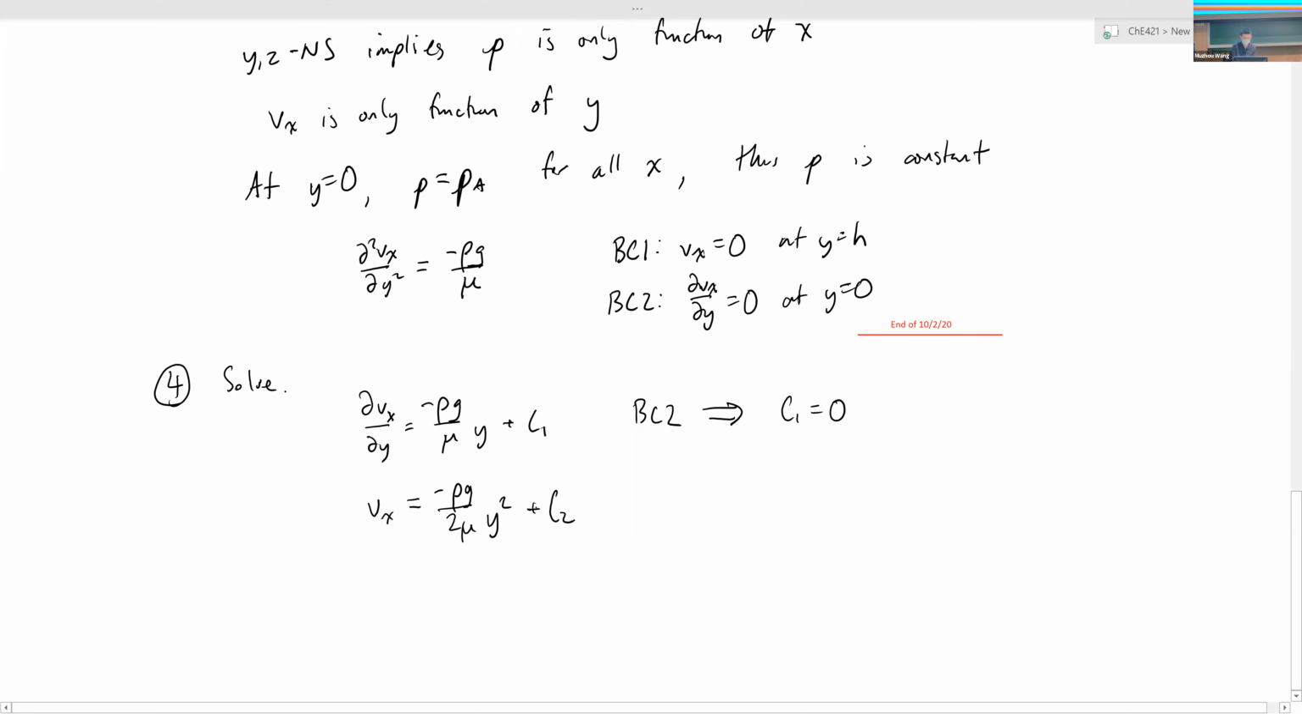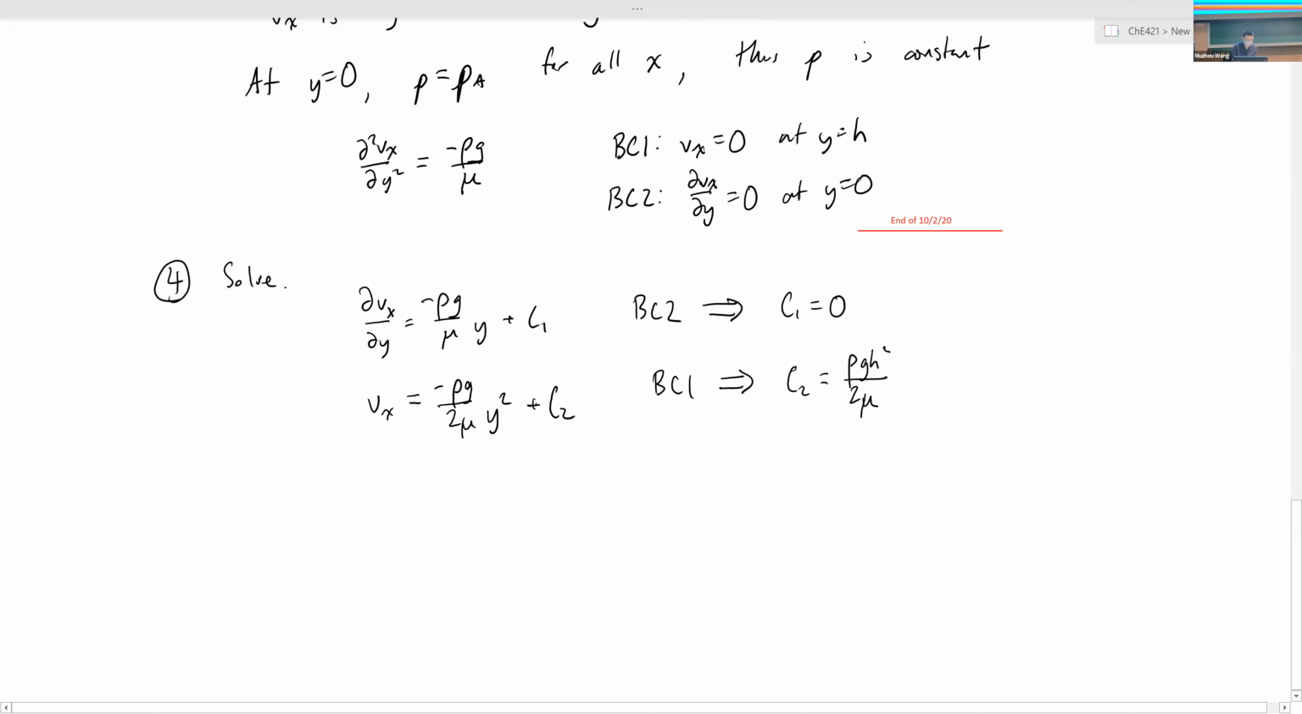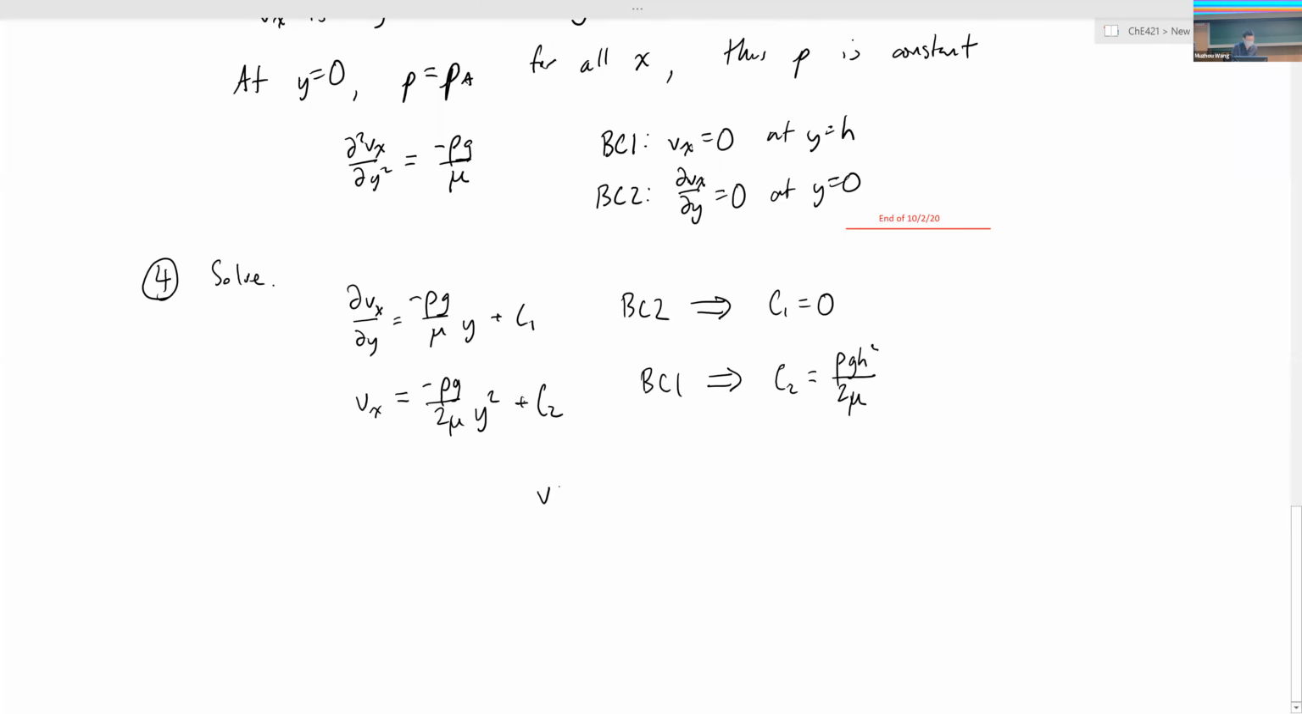Okay, and then you apply boundary condition 1, plug in y equals h here, and then plug in a 0 over here to find what c2 is. You'll find that c2 just looks like this. And so that means that the overall solution looks like this. Vx is a function of y, and it's just equal to this.